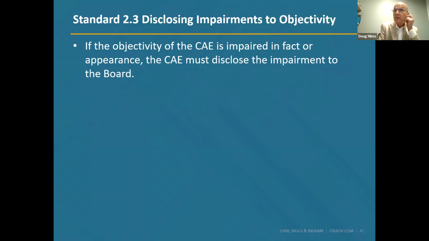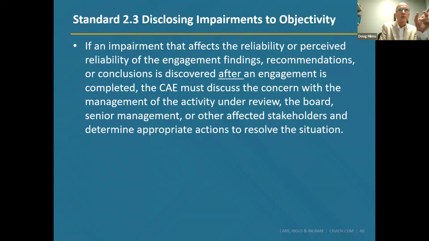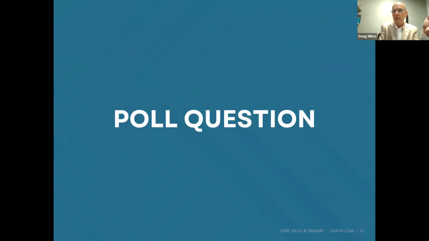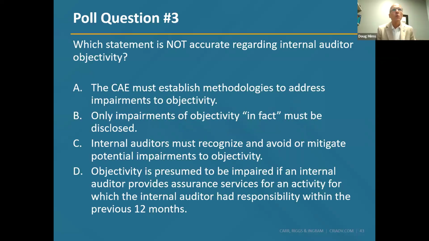If the objectivity of the CAE is impaired in fact or appearance, the CAE must disclose the impairment to the board. So that's Standard 2.3, so all three of those were 2.3. Objectivity is important. It's foundational, and you need to make sure that you do everything you can to be transparent and to maintain objectivity. So with that, poll question number 3.